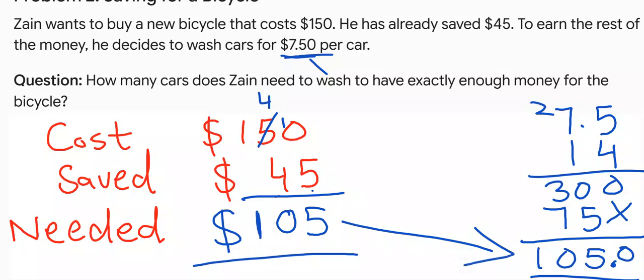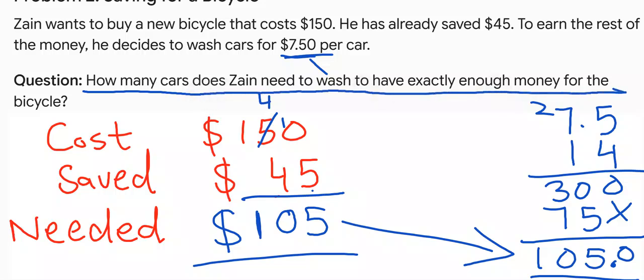So the question was, how many cars does Zen need to wash to have exactly enough money for the bicycle? It means he has to wash 14 cars to make up his $105.